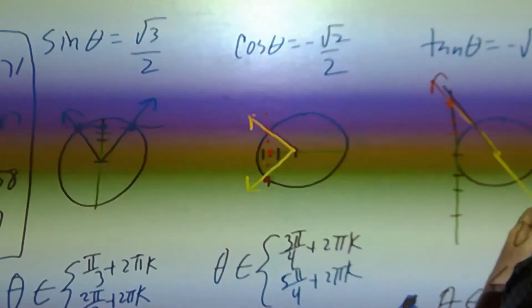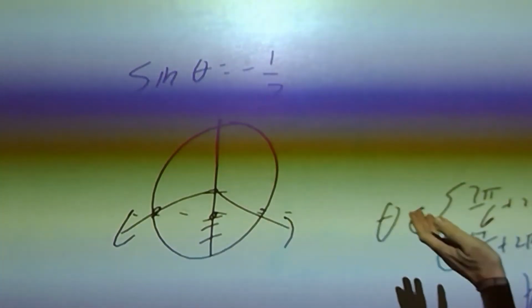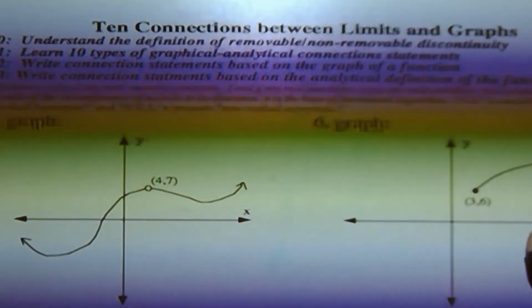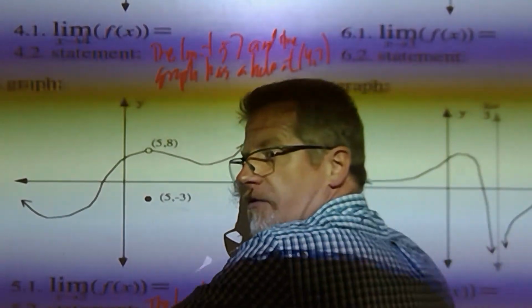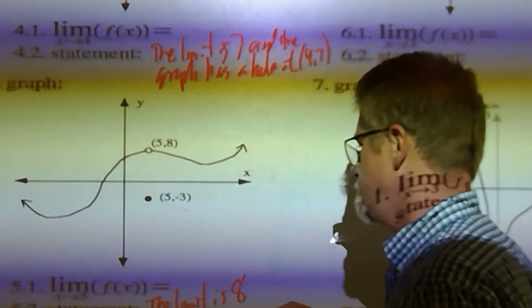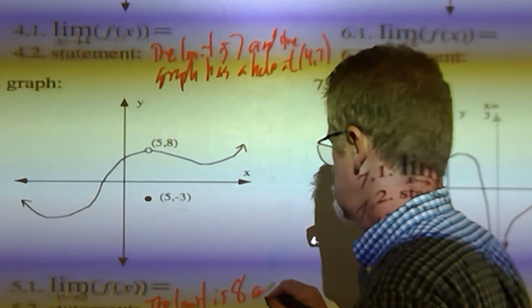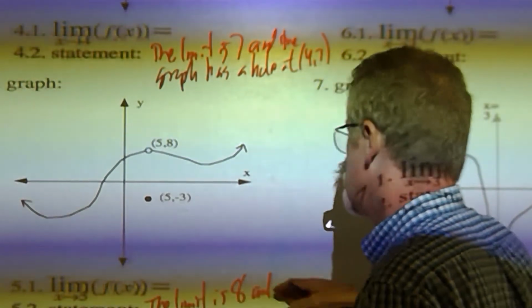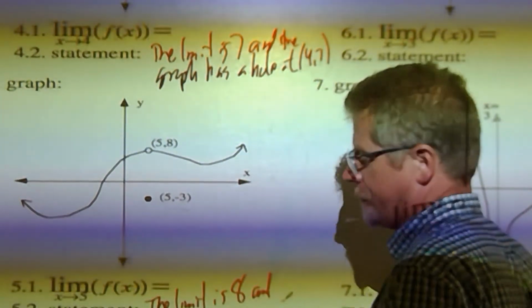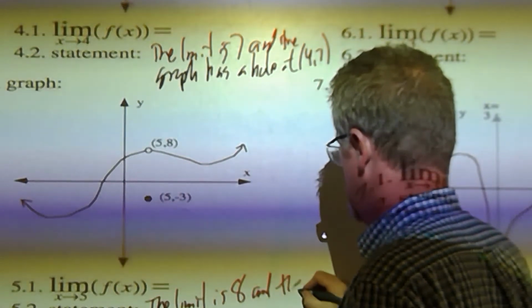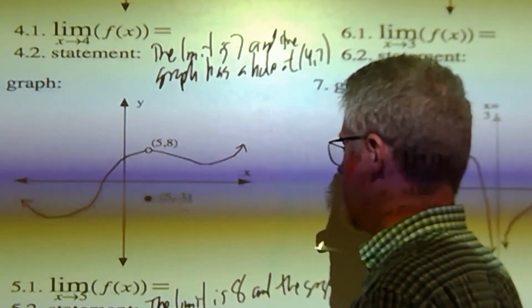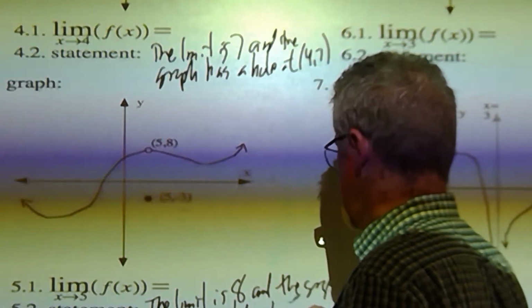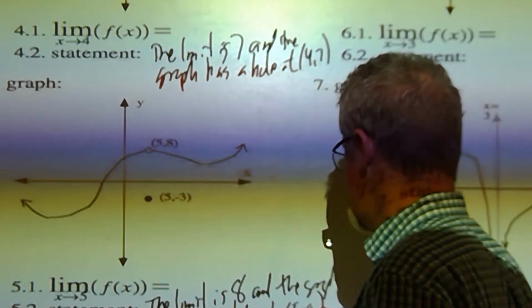I think I know what you're thinking. You were kind of doing part A, where you just say what the limit is, and that's what we did yesterday, but now all I want you to do is give me the statement, 5.2. Go for it. The limit is 8 and the graph has a hole at (5, 8), in parentheses, 5, 8.